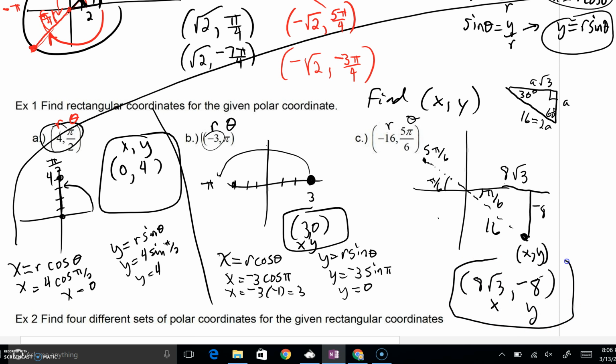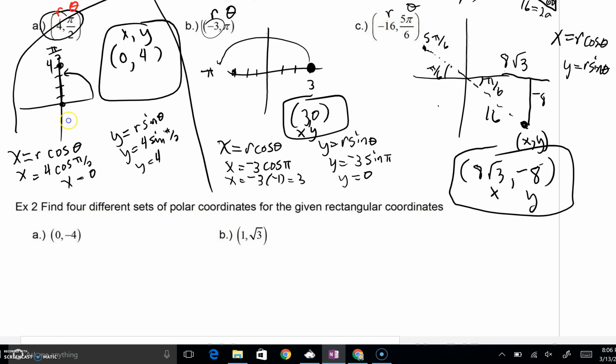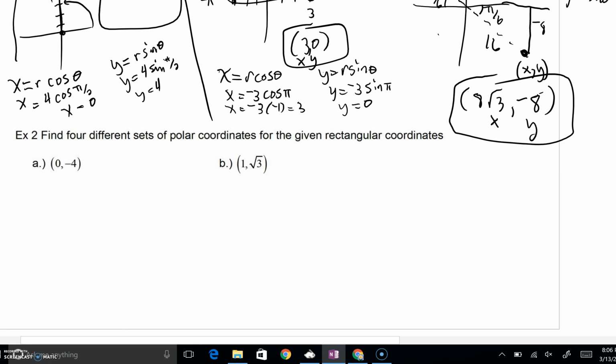I leave it to you to double check that if you did x equals r cosine of theta and y equals r sine of theta, you'd actually get the exact same thing. As we move on to example 2, find 4 different sets of polar coordinates for the given rectangular coordinates.